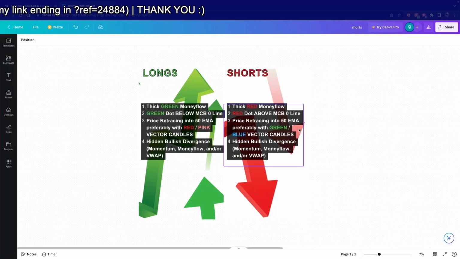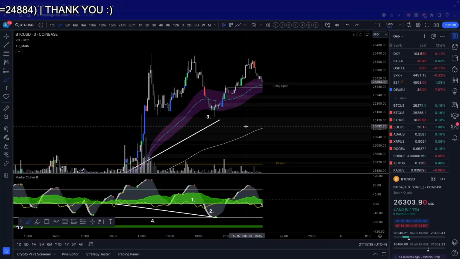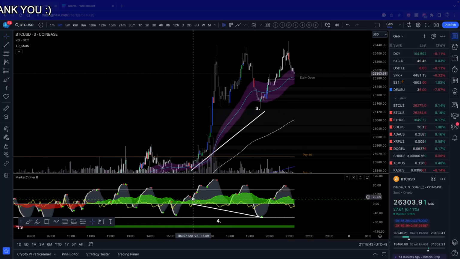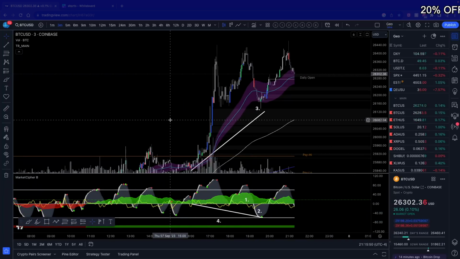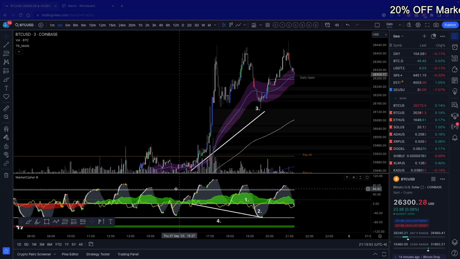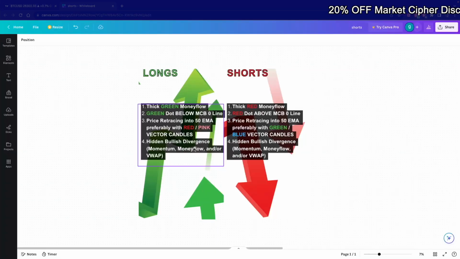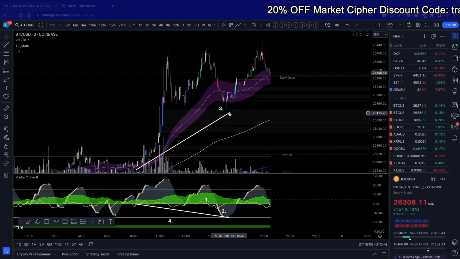Okay. Number 4, a hidden bullish divergence with momentum, money flow, and/or the VWAP. And this is in regards to Market Cipher B. Now, most of the time I will just look at the momentum waves, and most of the time that is good enough. However, the really strong moves will give you hidden divergences with money flow, with the momentum waves, and with the VWAP. And if we look here, all 4 of these conditions were met when it comes to this entry.